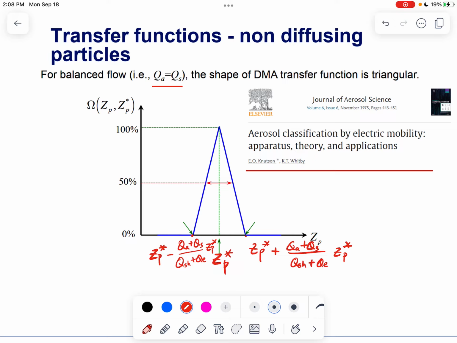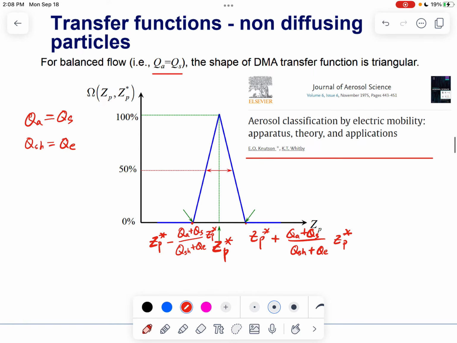So for the balanced flow condition, which means that QA equals QS, and then Q sheath equals Q exhaust, you can further simplify this to be just QA divided by Q sheath, and then QA divided by Q sheath. Okay, so basically this is what the transfer function looks like when you have the balanced flow condition.